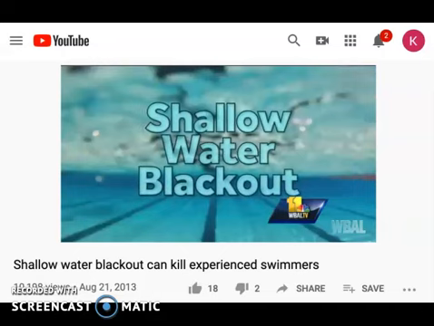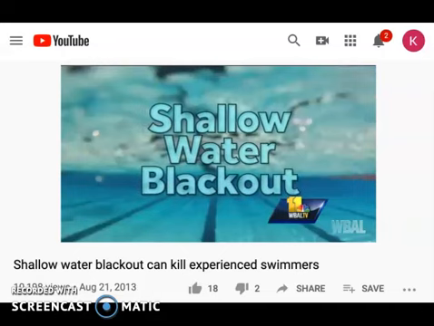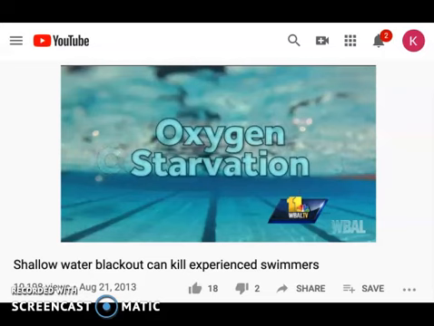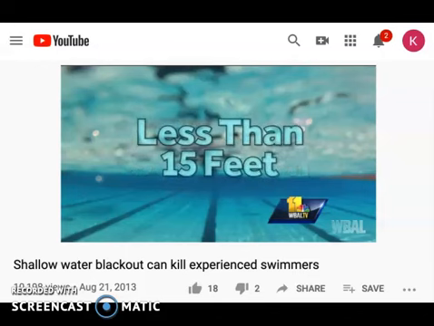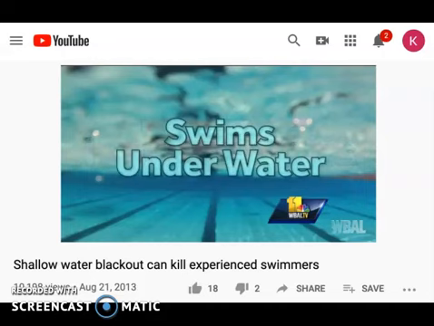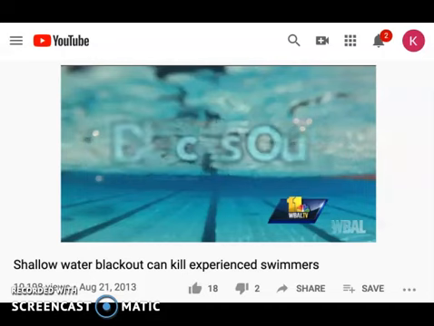Shallow water blackout, simply put, is a faint underwater, a loss of consciousness caused by oxygen starvation to the brain. It happens in water typically less than 15 feet from the surface. In most cases, a swimmer hyperventilates, swims underwater for a short distance, and without warning, blacks out.